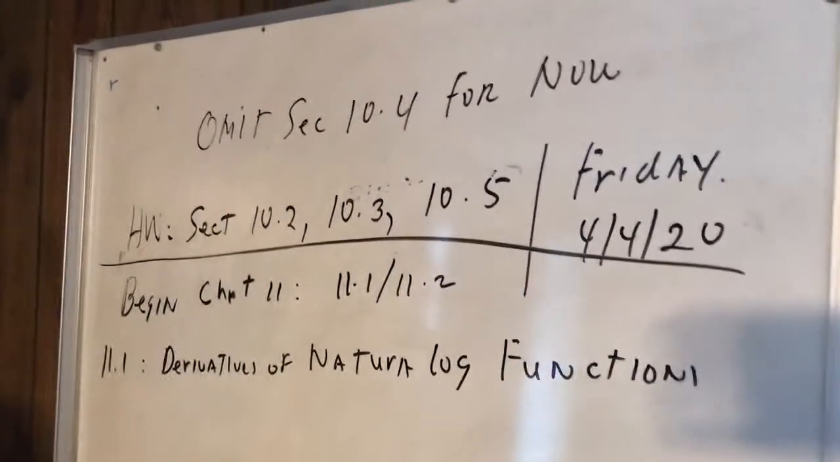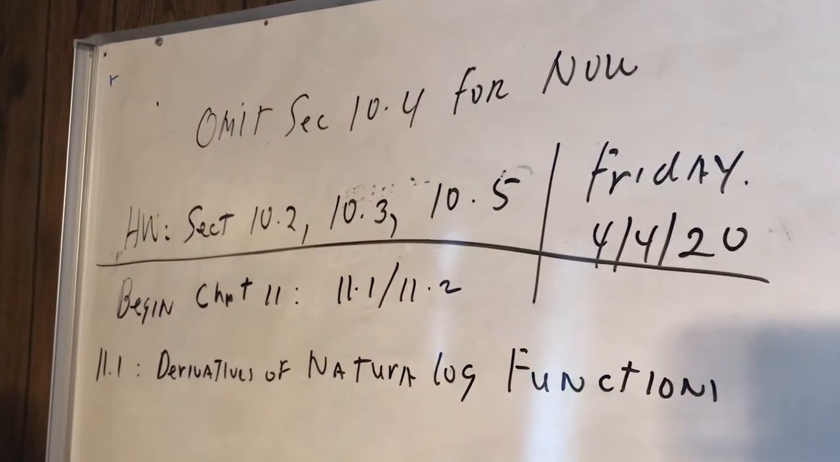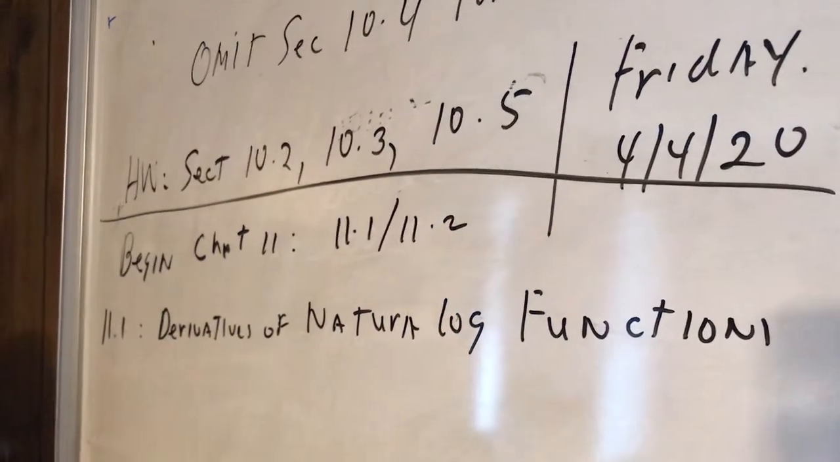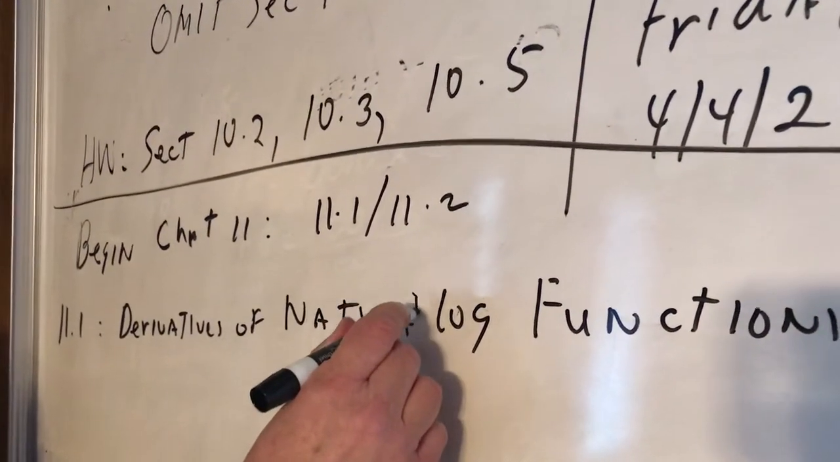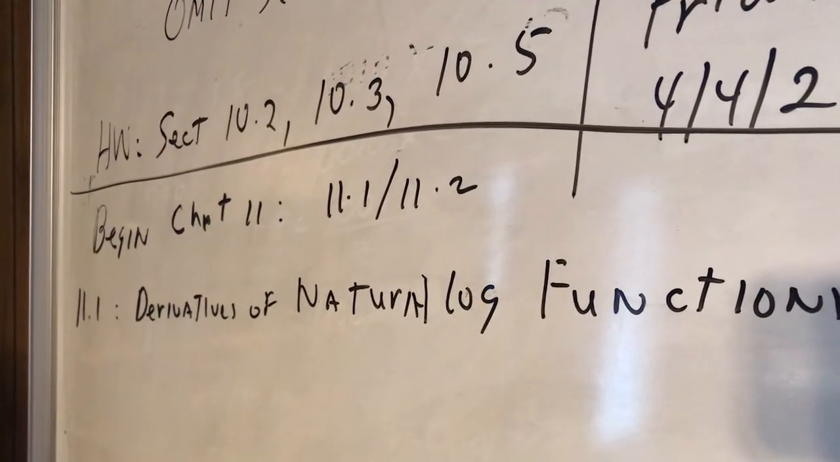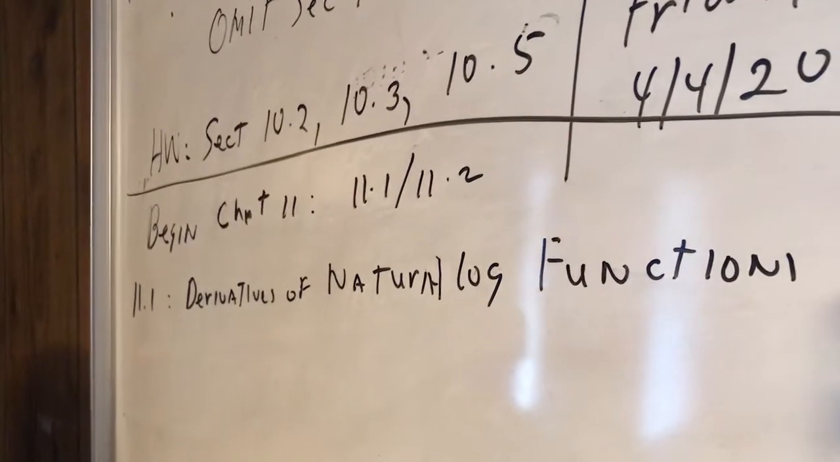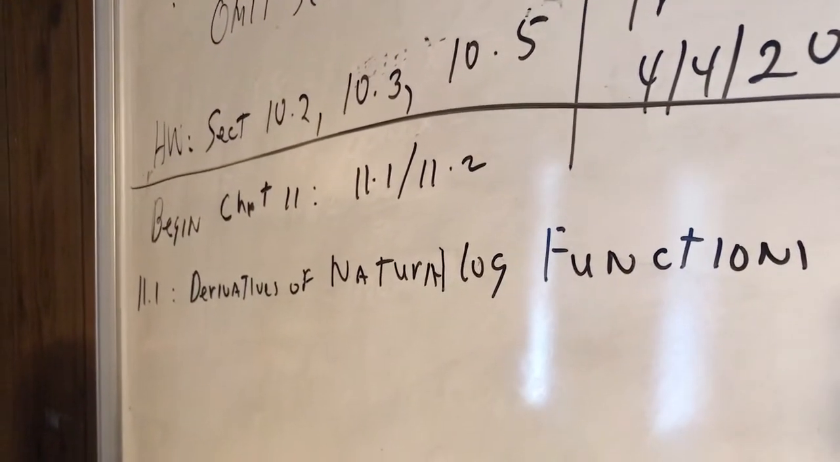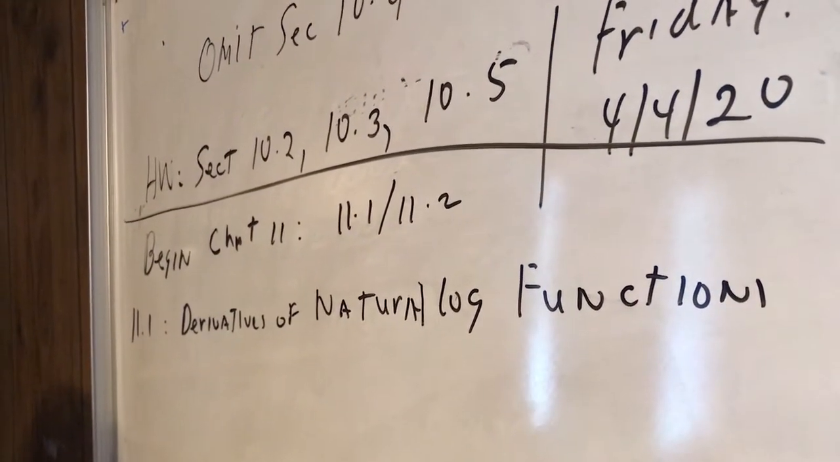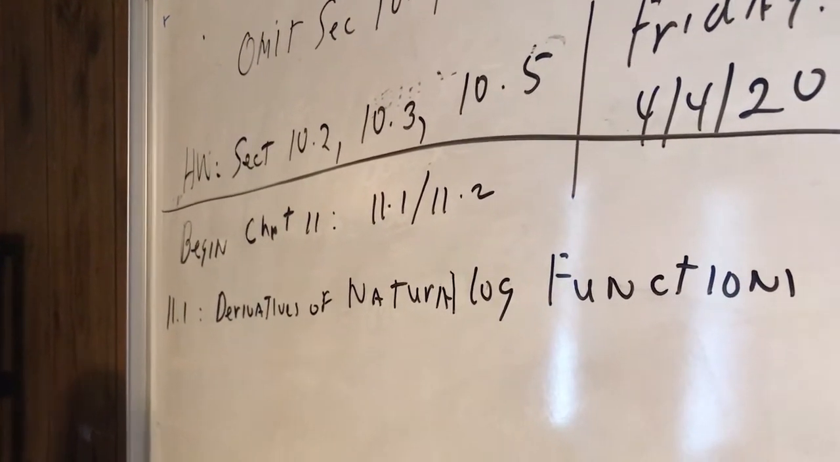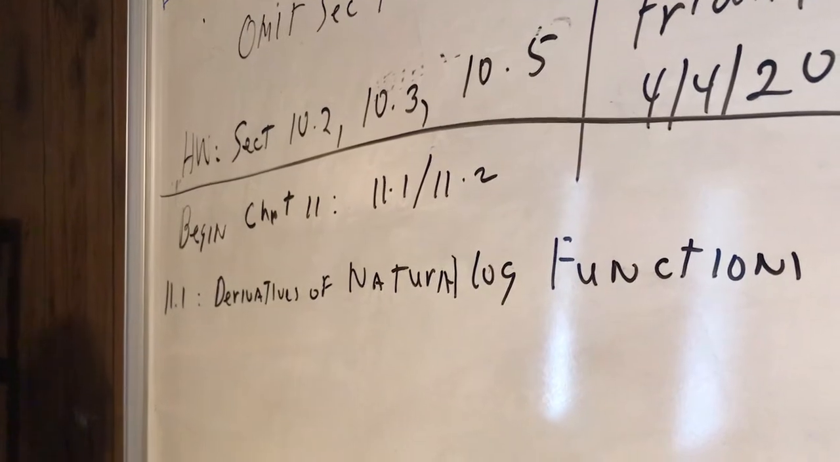We're now going to chapter 11, which is more derivatives, but now we're going to do derivatives of logs and exponents, which I'm sure thrills you really amazingly. Actually, they're not that hard. You might think that the derivatives would be difficult, but some of them are very simple. We're going to start with the derivatives of natural log functions.